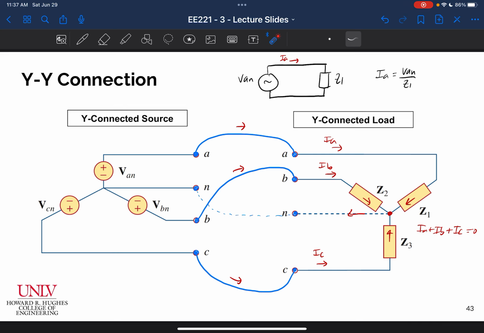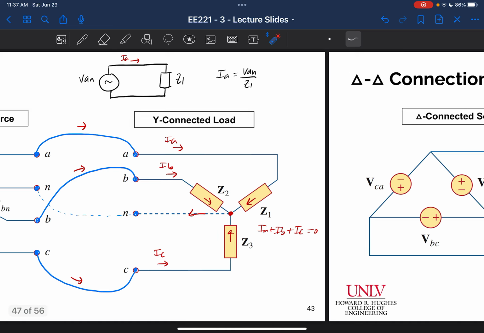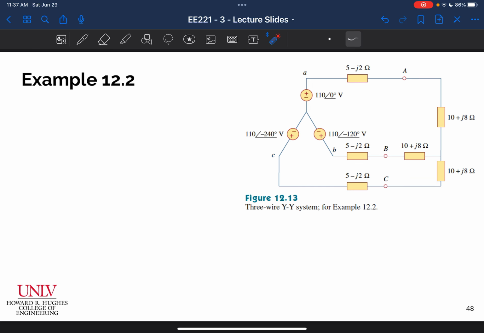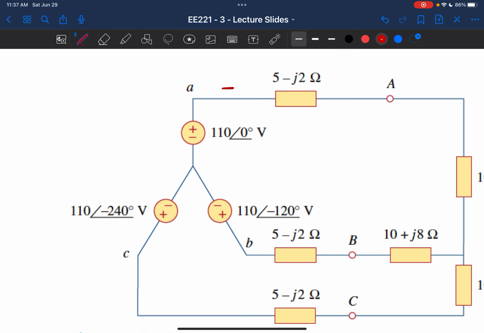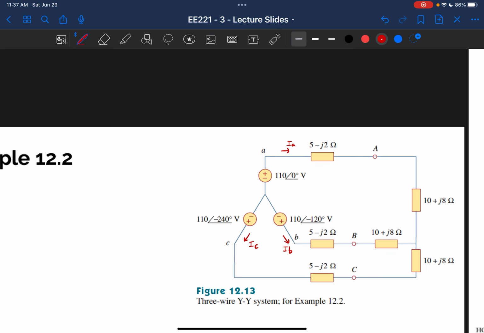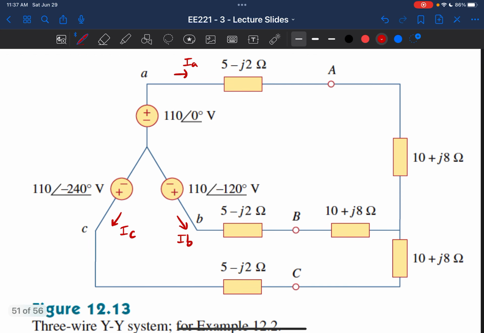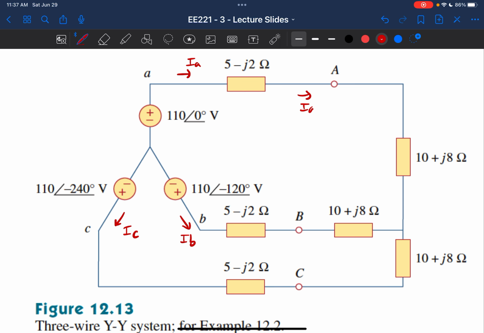I showed that we could very quickly find IA by just taking the voltage across the load divided by the impedance of the load, which should be pretty straightforward. So let's go ahead and do that. Our goal here is to find IA, which is this current, IB, which is that current, and IC. I'll define all of them as the current flowing down the line, out of the sources. I could also define them here. They're the same exact currents right here.